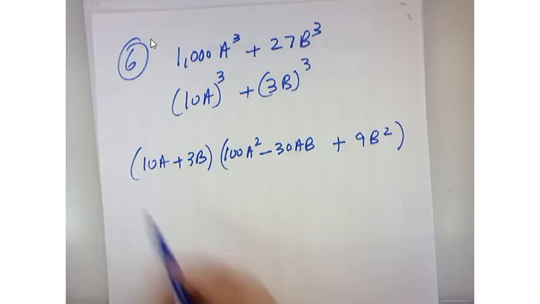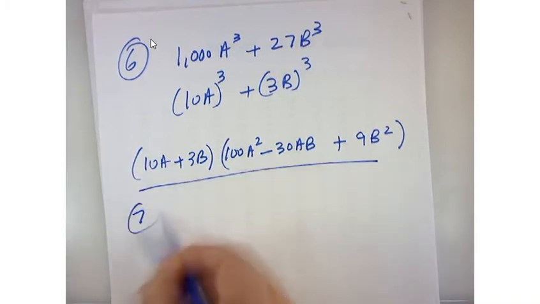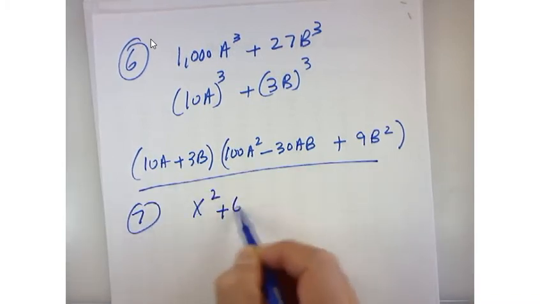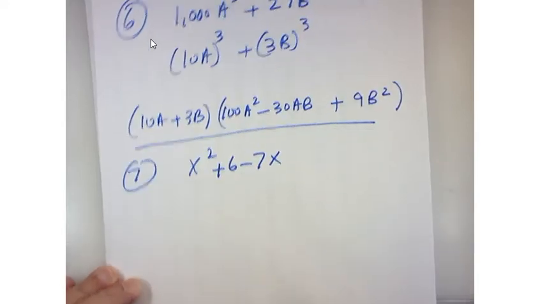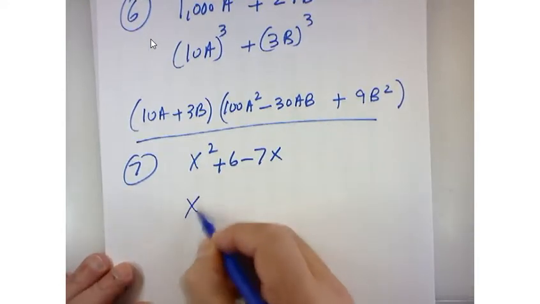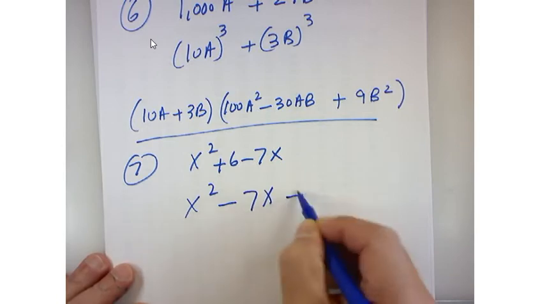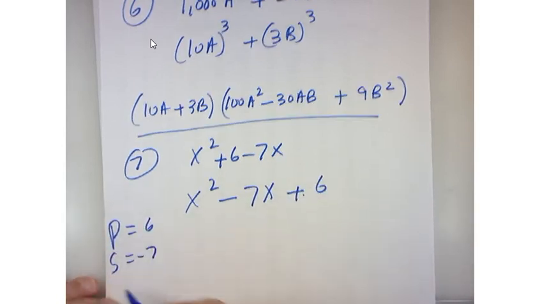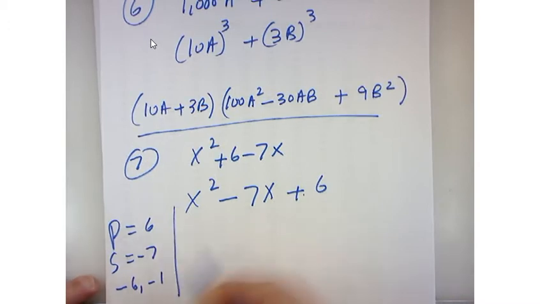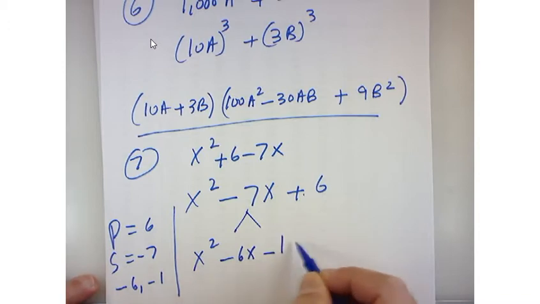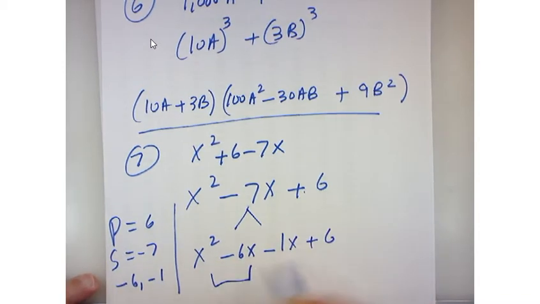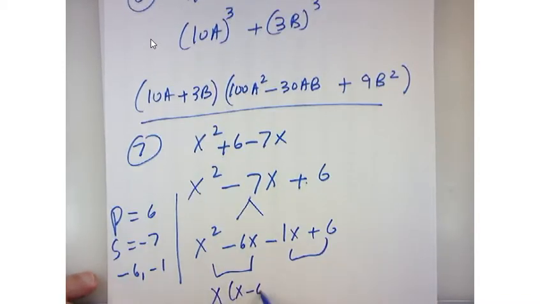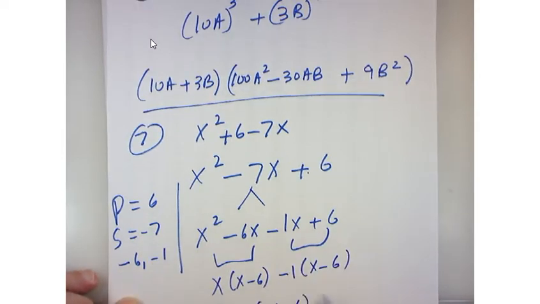And now we have a trinomial. In case we forgot, the first thing we want to do is put it in descending order. So x squared minus 7x plus 6, product is 6 and sum is negative 7. So it's negative 6 and negative 1. So x squared minus 6x minus 1x plus 6, grouping. X into x minus 6, minus 1 x minus 6. It's x minus 6, x minus 1.